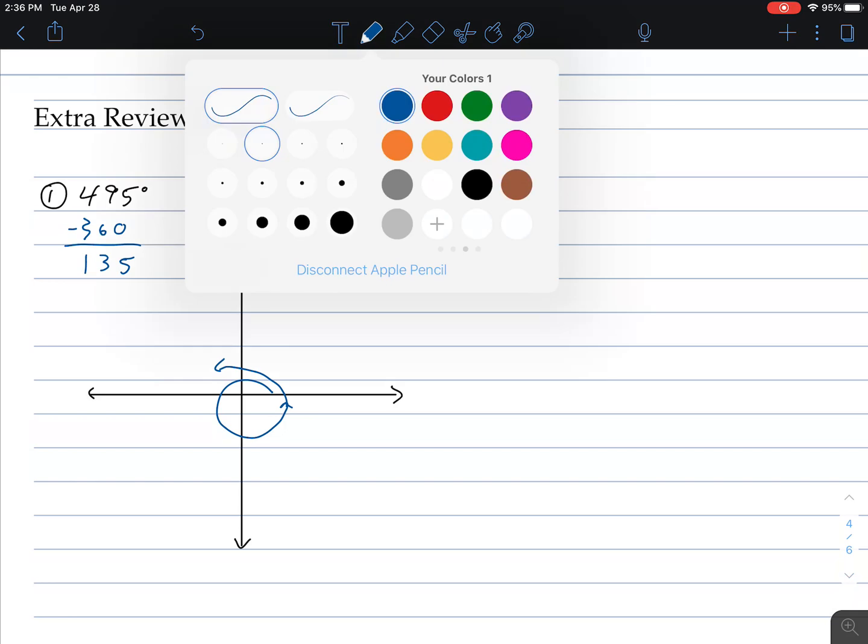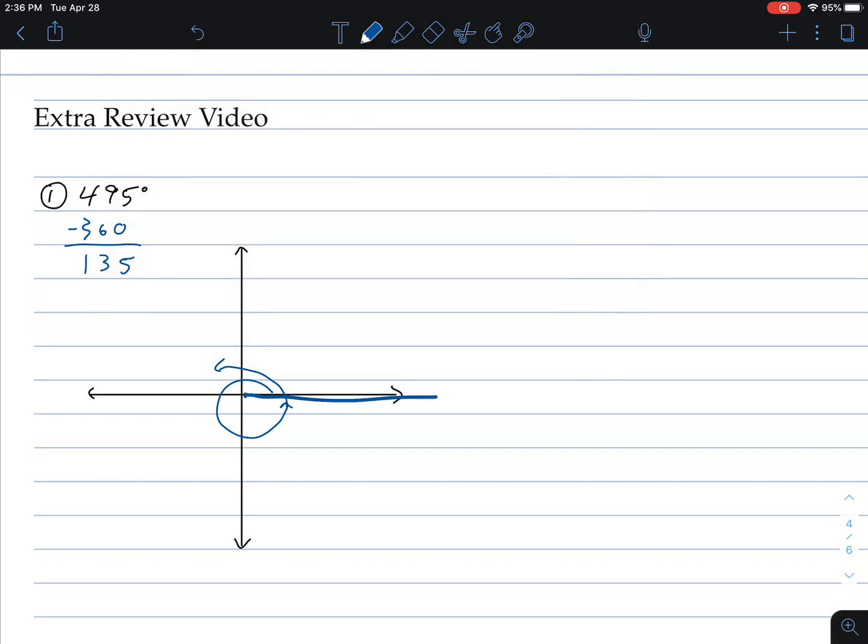And here's my angle. Alright, so here is my initial side, and then I'm somewhere over here. And I knew I had to subtract 360 because 495 is more than 360. So I subtract that, and I know it's one lap around, and then it's 135. So this right here is 135 degrees. The whole thing, going around twice, that is 495, but they're just coterminal. It doesn't really change the answer.